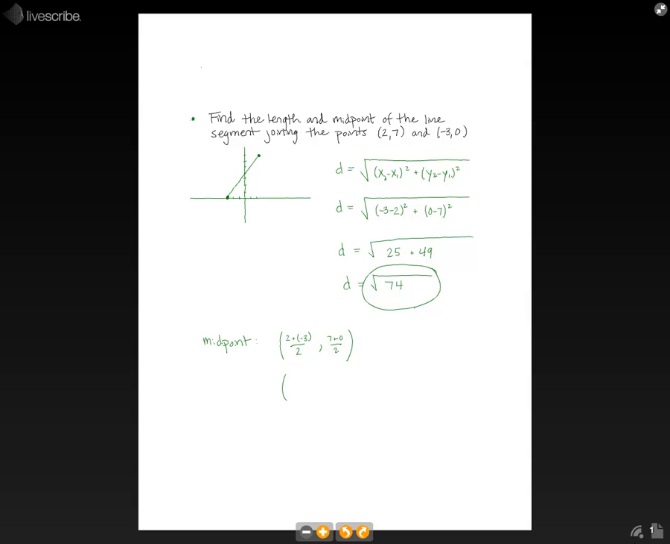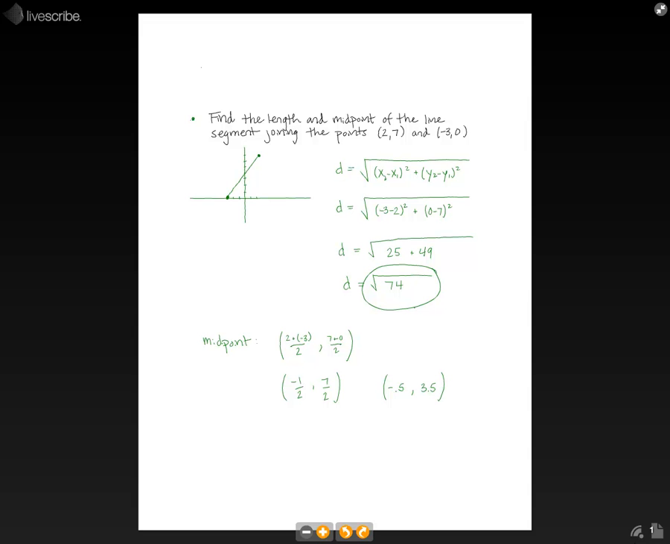And this, if we do the math, we get -1/2, 7/2. And we can also write this in decimal form, -0.5 and 3.5.